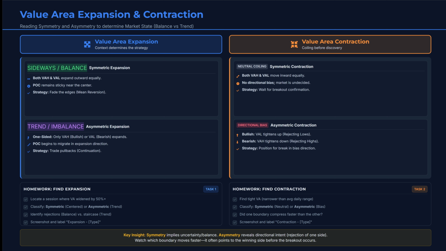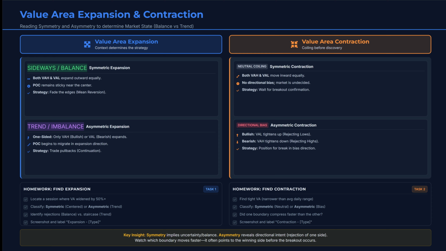Asymmetric contraction occurs when one boundary compresses faster than the other, revealing directional bias before the breakout occurs. This is one of the highest probability setups in volume profile trading. There are two scenarios. For bullish coiling, the VAL tightens upward faster than the VAH moves down. This shows that lower prices are being rejected. Sellers can't push price down. The market is coiling toward the upside, and an upside breakout is more likely.